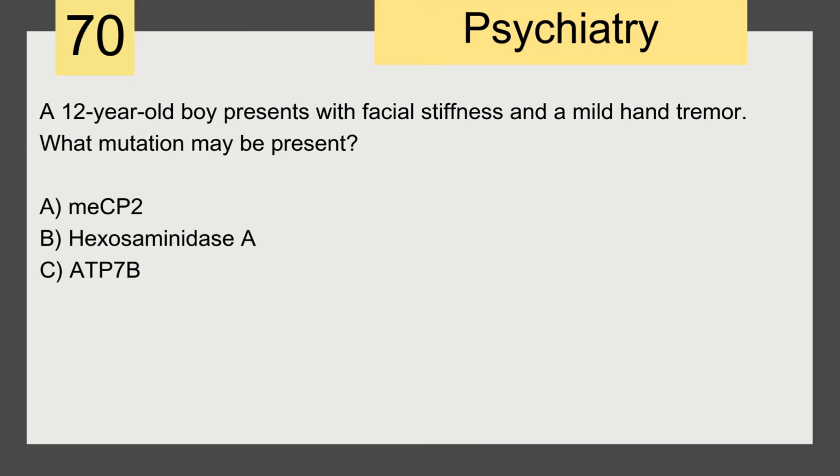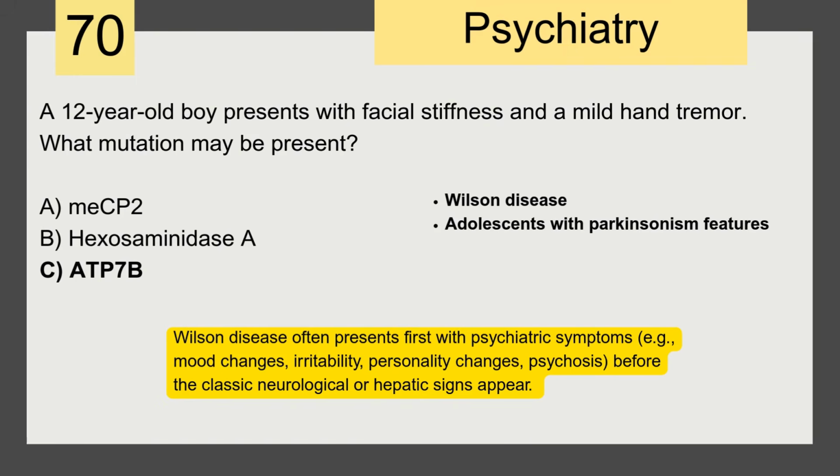Question 70. A 12-year-old boy presents with facial stiffness and a mild hand tremor. This could be associated with not really a psychiatric condition, but Wilson disease, which affects the copper levels in the body, and patients often present with psychotic symptoms, as well as Parkinsonism features seen in this patient. Actually, I wrote over here that Wilson disease often presents first with psychiatric symptoms, such as mood changes, irritability, and personality changes, before the classical neurologic or hepatic signs appear.